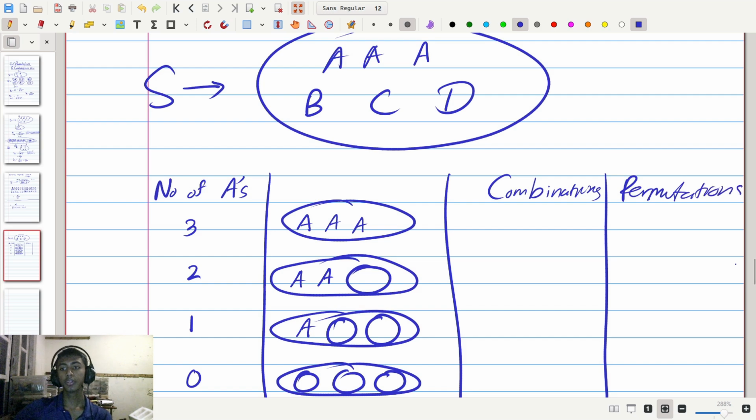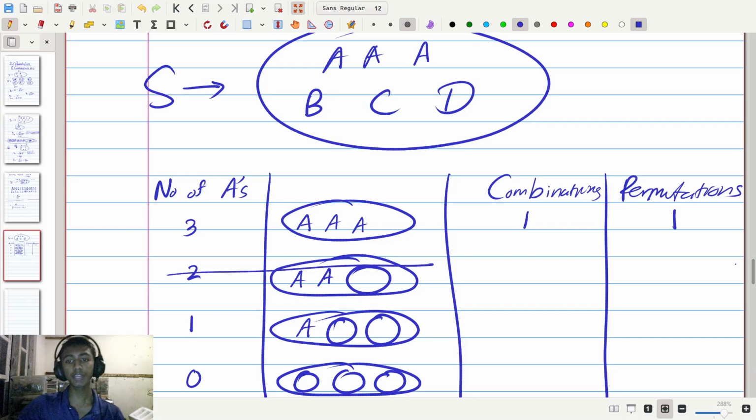So for the set where we have 3 A's, we have just a single combination, which is the set of 3 A's. And as for permutations, since all of these A's are duplicates of each other, if we do the A1, A2, A3 thing and then divide by the total number of permutations of that set, we're just going to get 1 again. So therefore the total number of permutations of this set is also 1.